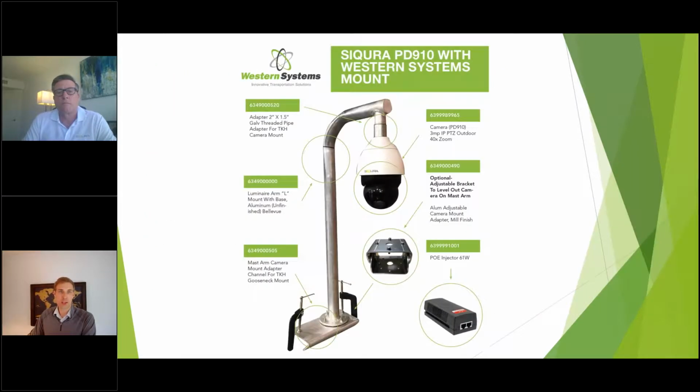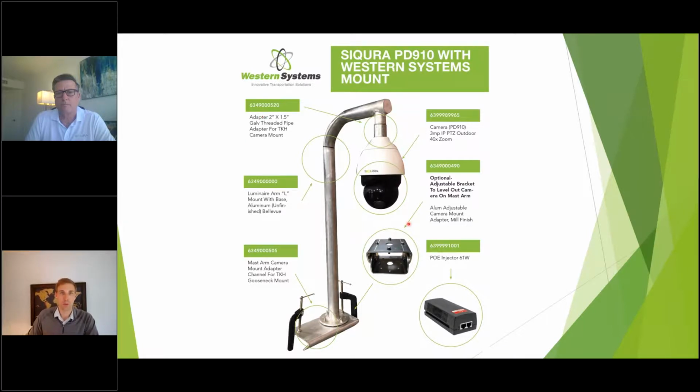Now, just touching on what I'd spoken about a little earlier about the physical mounting of a camera in the world at the intersection of the road. Our Connor and our marketing team put this together. It's a good illustration of the whole solution, at least in the field, the hardware that might go into putting a camera up on a mast arm out in the field.